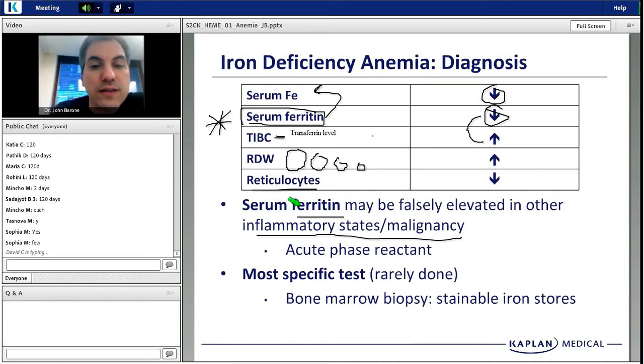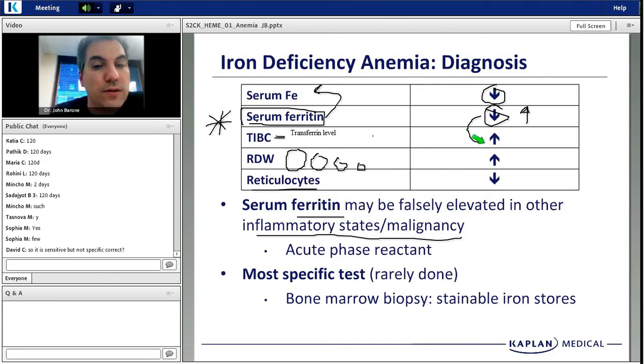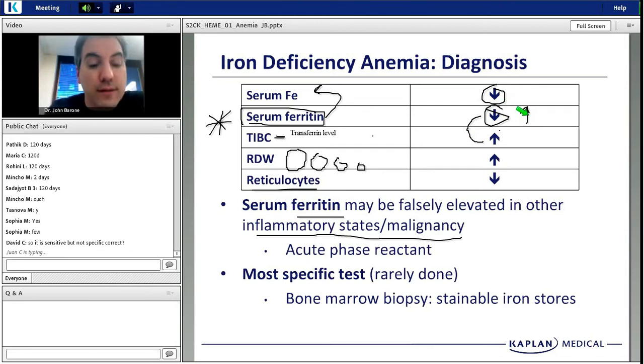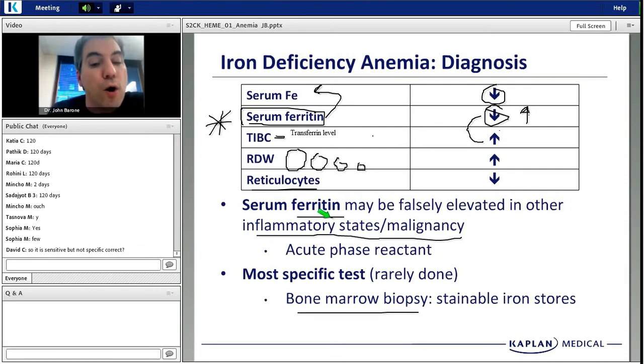Okay? So if this comes back elevated, we got to look at the rest of the panel to make the diagnosis. Because it could be falsely elevated. And if you can't figure it out, because the ferritin is increased and it doesn't make sense, then you do the bone marrow. And what stain should I do?